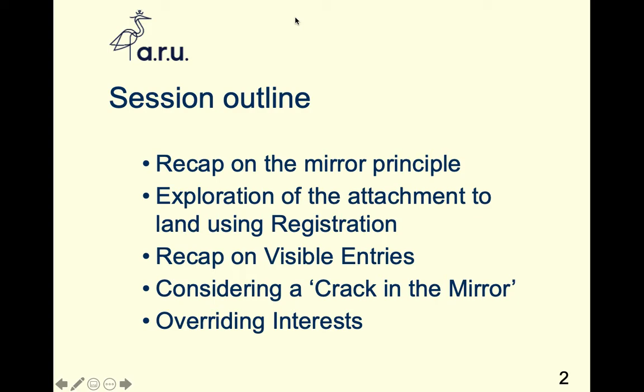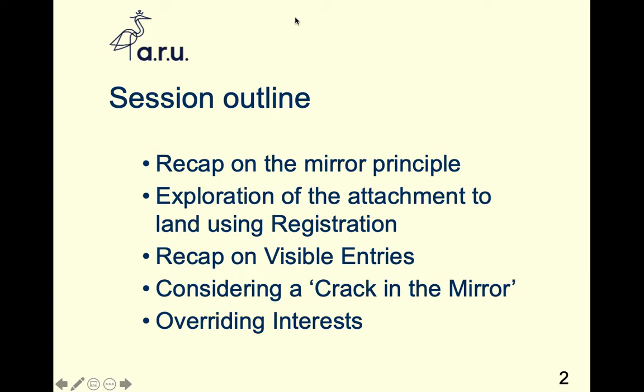We'll have a recap on how they become visible. So how do they reflect if we're looking at the mirror of registration, and then consider situations where it's not possible to articulate or identify their existence on the register. That then moves us into another area within registration called overriding interests, and we will do a whole lecture together in lecture 8 regarding overriding and overreaching.